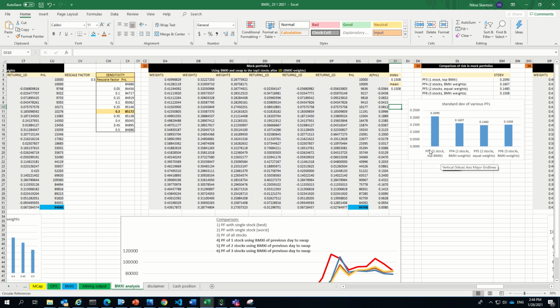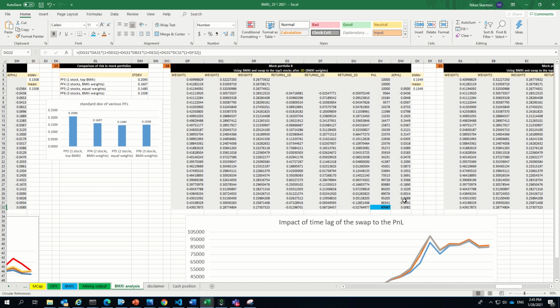So what I see here in this bar plot is that when I use one stock for my BMXI portfolio, I have a risk of 20%. That means that my P&L changes on average by 20%. When I use two stocks, it drops very much to 16%. And when I use three stocks, it drops to 15%. So the case where I use all three stocks coming out from BMXI has the lowest risk and also pretty much the highest return. That's a completely win-win situation.